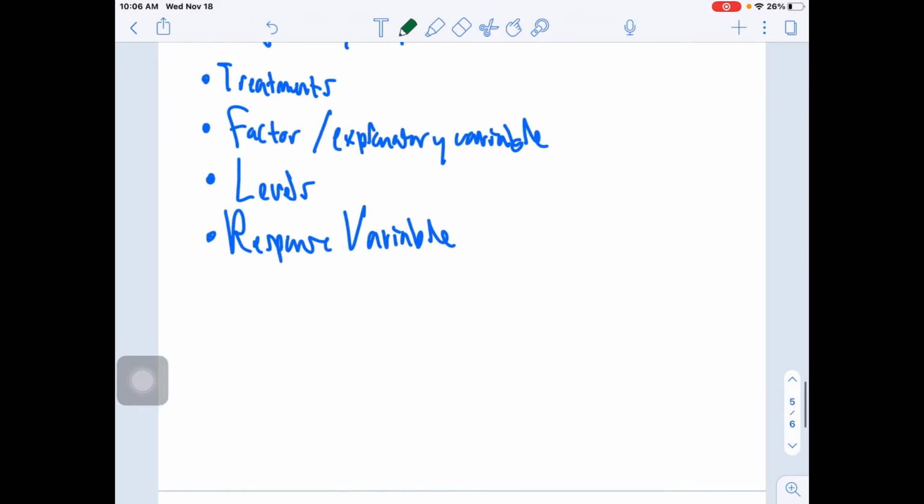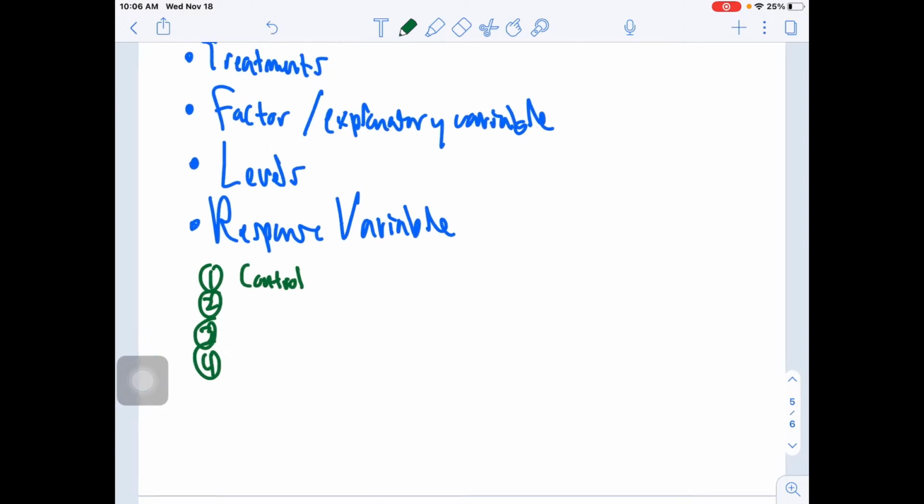What else did we talk about? We talked about the 4 main things with experimental design, 4 big components. The first thing that we talked about was control, right? We want to control as many things as possible, make sure that there aren't any lurking variables or other things that could affect our experiment.